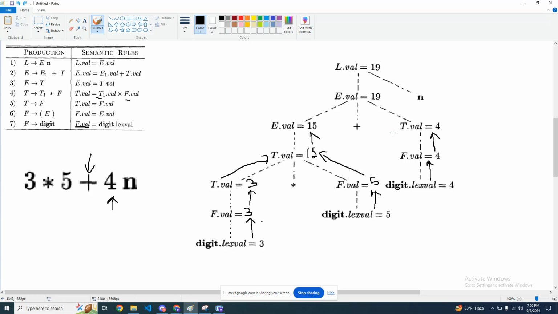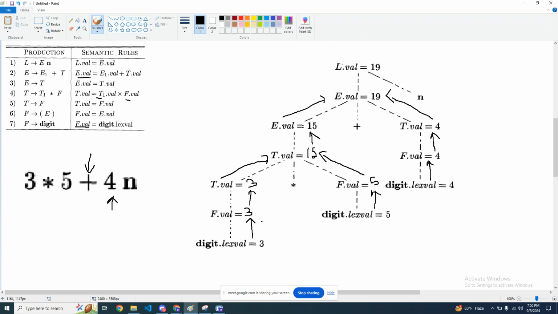So we are going to take the E1 dot val, and we are going to take T dot val to calculate E dot val. And how are we going to calculate? We're going to calculate using this semantic rule. So this is E dot val is equal to E1 dot val plus T dot val. So E1 dot val is 15 and T dot val is 4. So 15 plus 4 is 19, right?